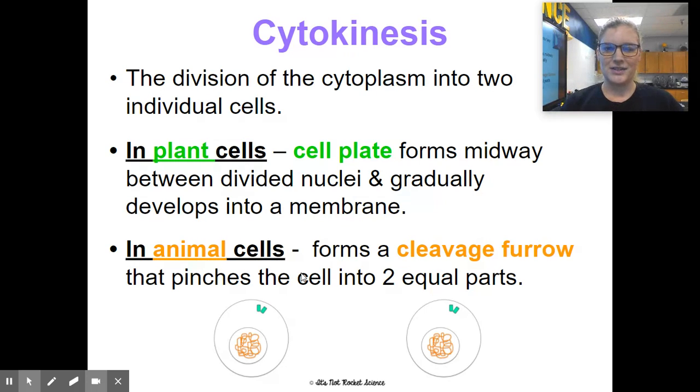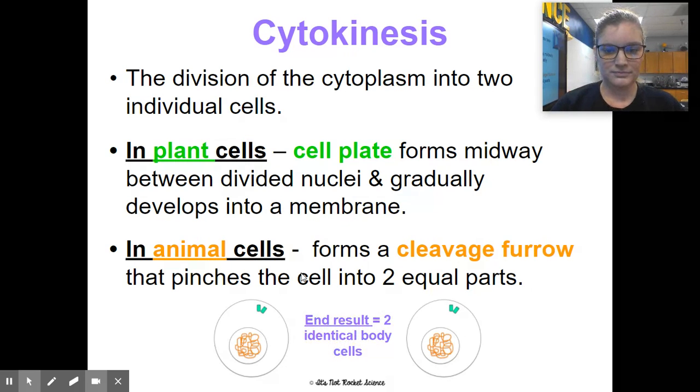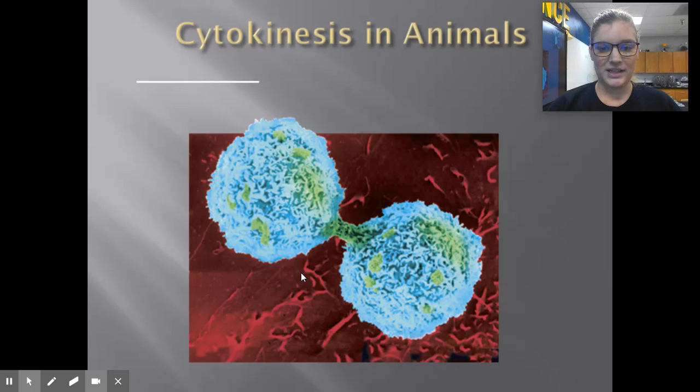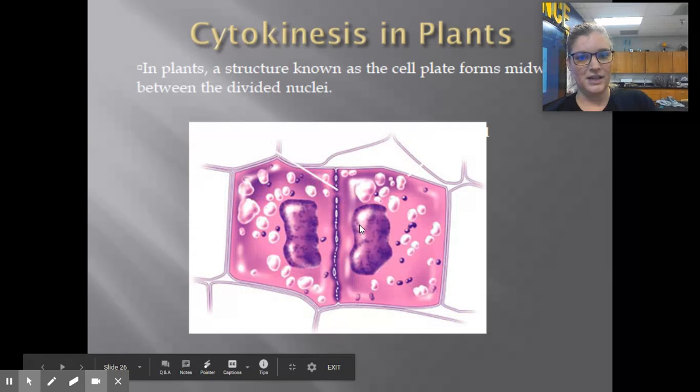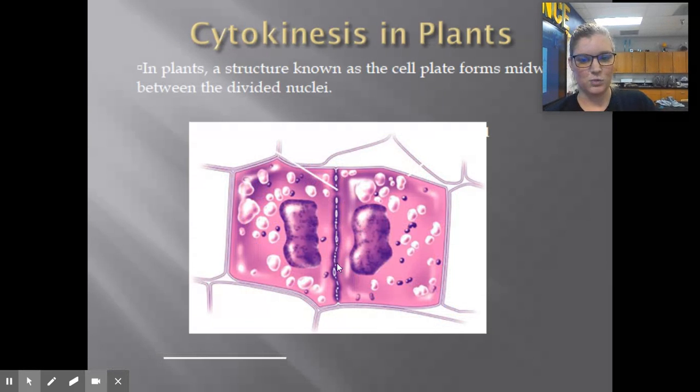But in animal cells, we form what we call a cleavage furrow, which basically just means that you've got this big blob. It's almost like taking a balloon and twisting the balloon into two halves. That's basically what's happening. We're pinching down in that middle to create two equal new cells. And in the end, they're going to split apart and you're going to see two identical body cells. So we have cytokinesis happening in animals, looking right here, so you can see how it's pinching in the middle. That's where our cleavage furrow is. And then in plants, we create this wall plate in between, and it starts forming up and becoming rigid.